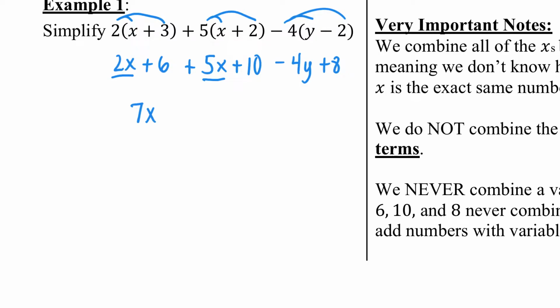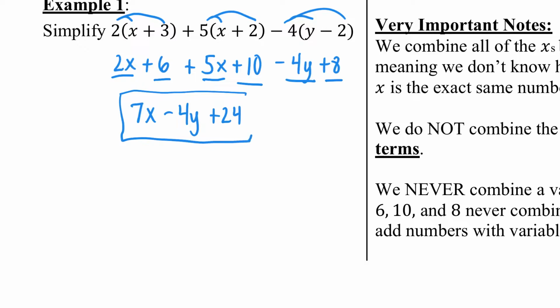So I like to underline things as I take care of them. So minus 4y. And then what else do we have left? We have 6 plus 10, that's 16, plus 8 is plus 24. So this final expression here, 7x minus 4y plus 24, is the original expression simplified. These are equivalent, but they just look different.